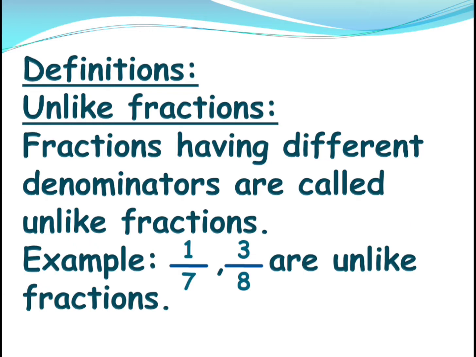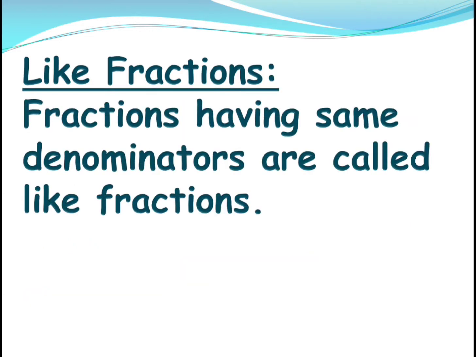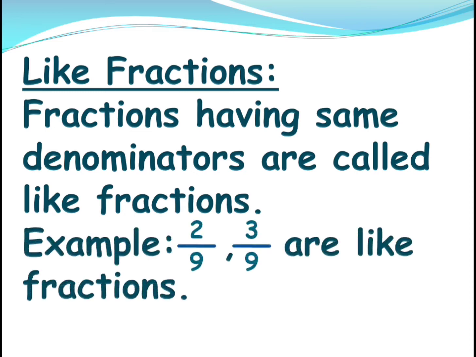Now coming to like fractions. Like fractions are the fractions which have the same denominator. If the fractions have the same denominator, then those fractions are called like fractions. Example, 2 by 9, 3 by 9. Here both have 9 as denominator, so these two fractions are like fractions.